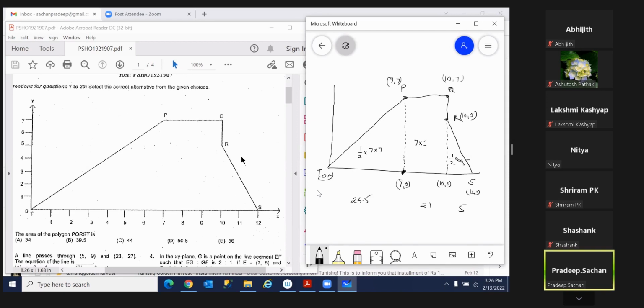And then another right angle triangle is there. There will be half base into height. So what is my base? 2 is my base, correct? It goes from 10 to 12, correct? Okay. 2 is my base and height is 5 only because you need to go only till R. So it will be half base into height, meaning half, base 2 and height 5.